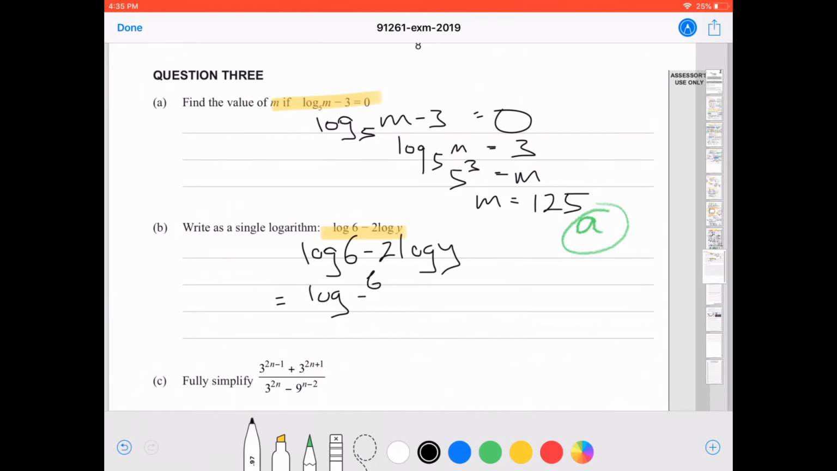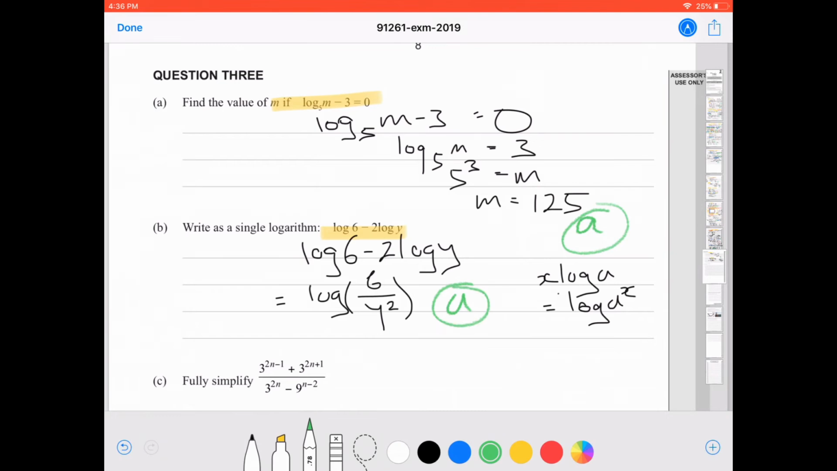So it's going to be 6 over, and our log rules, we know that x log a, I don't know what variables they use, that can equal log a to the power of x. And so I'm going to say this is log 6 over y squared, is what I'm getting at. Log 6 over y squared inside the brackets. And this is your final answer here, so achieve for this. Okay.